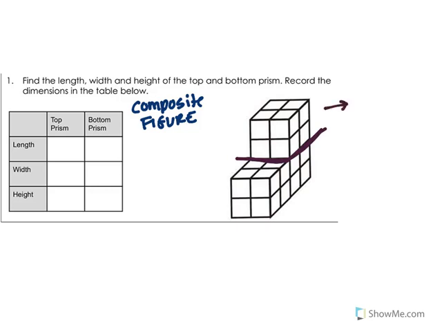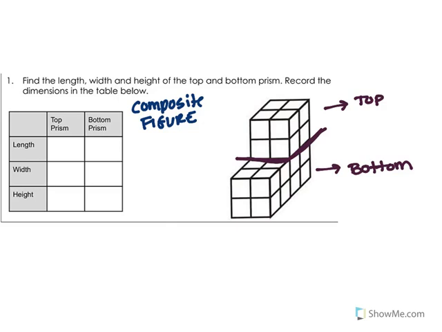So I have my top prism here, and then I have my bottom prism down here. Now, what we're going to do is find the length, width, and height of the top prism first and record all that here. And then we're going to find the length, width, and height of the bottom prism and record all of that here. I want you to look for how I find the dimensions for each prism separately.